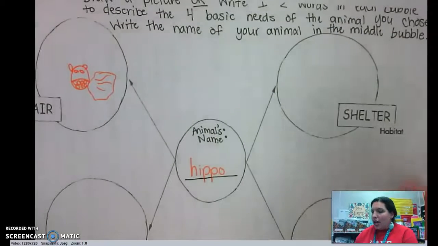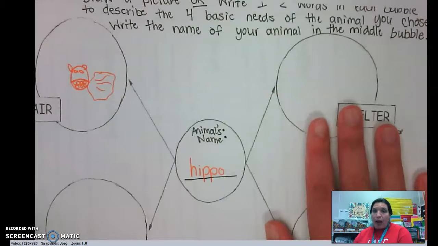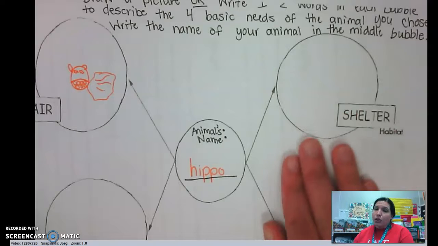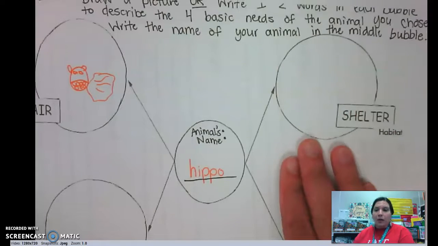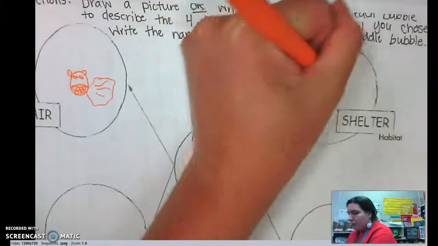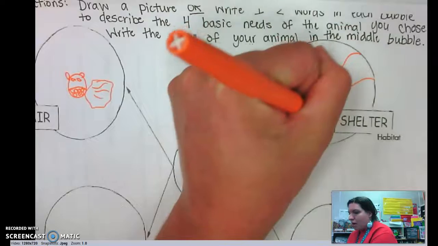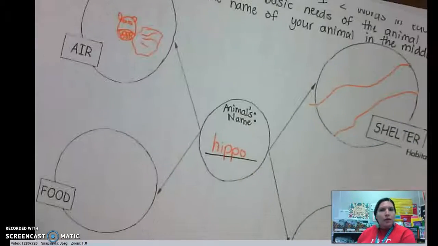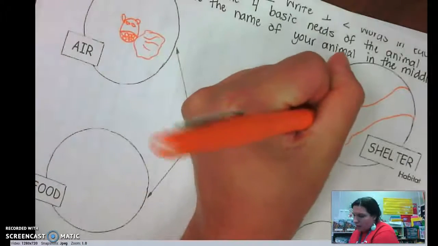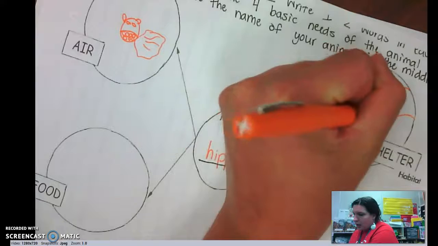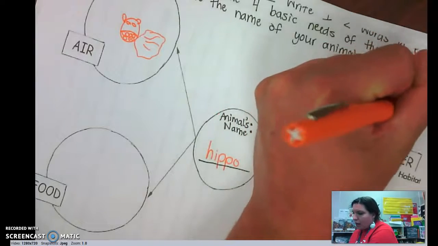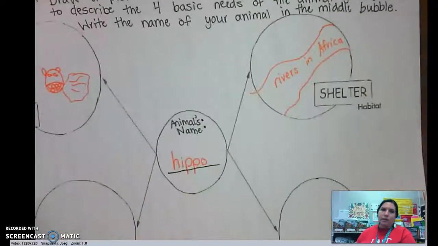So, for the shelter bubble, for a hippo, I'm going to draw a river. Now, your shelter may be different depending on what type of animal you pick. And I'm going to write a couple of words inside the river to describe it. Rivers in Africa is where a lot of hippos live.